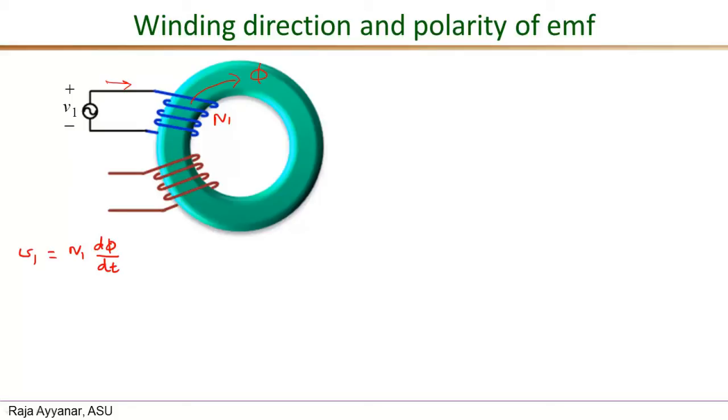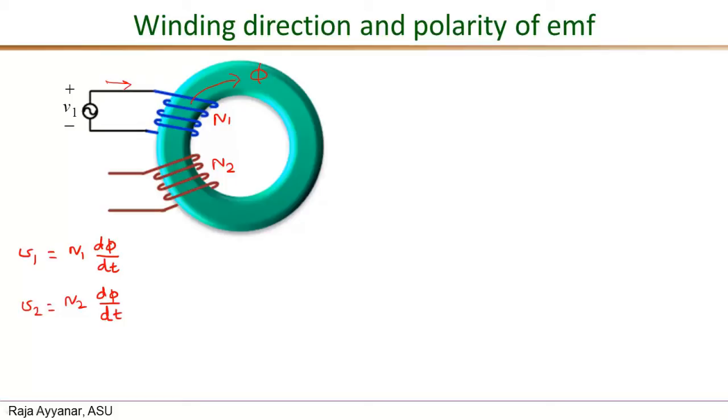Now the secondary coil is also wound on the same core, therefore it also completely links the flux produced by the current in the first coil. Therefore there is going to be, again by Faraday's law, an induced EMF in the secondary coil, and its magnitude would be given by V2 equals N2, where N2 is the number of turns in the secondary coil, times d phi over dt, the rate of change of the same flux in the core.